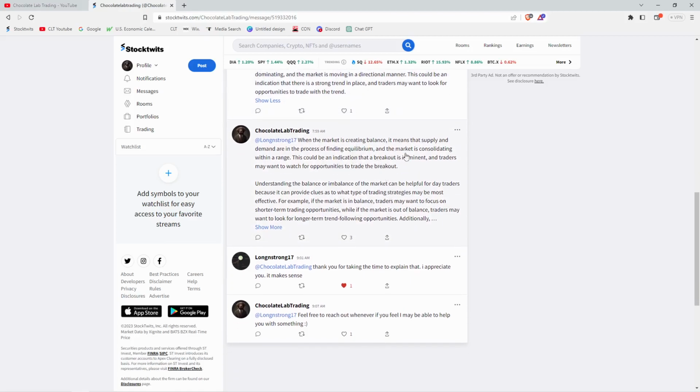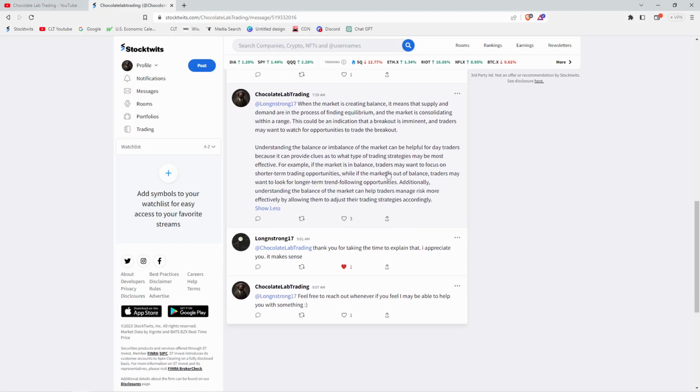And when the market is creating balance, it means that supply and demand are in the process of finding equilibrium. And the market is consolidating within a range, building an offer, building a bid, overall a high volume area. This could be an indication that a breakout is imminent, and traders may want to watch for opportunities to trade that breakout. Understanding the balance or imbalance of the market can be helpful for day traders, because it can provide clues as to what type of day trading strategies may be most effective.